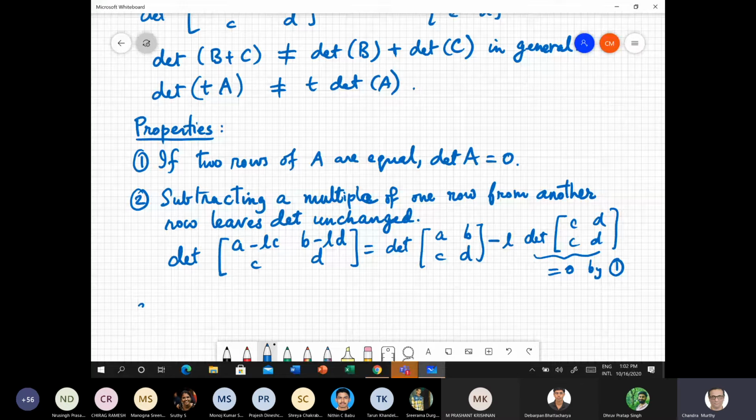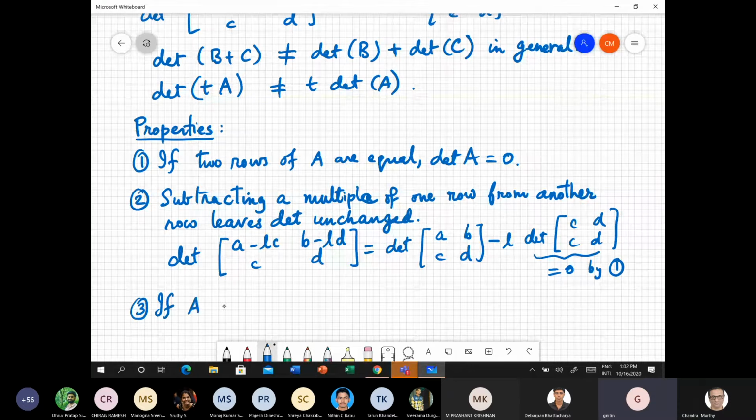Hello, sir. Yeah. Sir, sign of determinant also gets changed when we exchange the columns. Yes, and that will be obvious in a second because it turns out the determinant of A is equal to the determinant of A transpose, and exchanging columns is the same as exchanging rows of A transpose. Okay, sir.